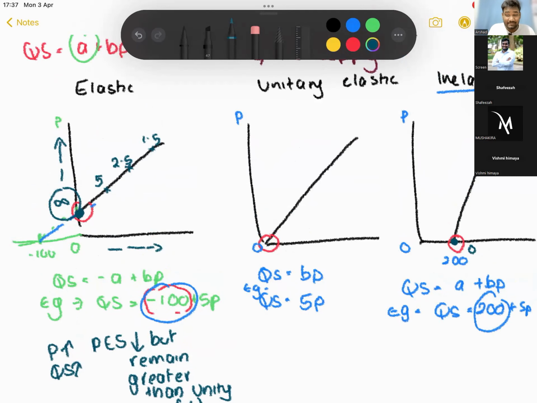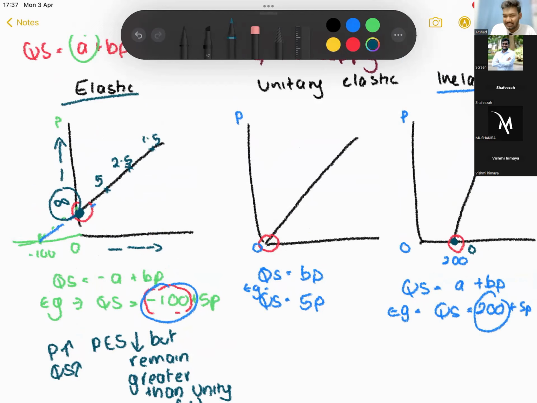How will the PES behave along the supply curve? Okay. So these are small, tricky areas, guys, that they test MCQs on. Because I'm not going to go into the basics and teach you what is elastic, inelastic, that you don't have to know. Okay, so how does it work for an inelastic curve, guys?